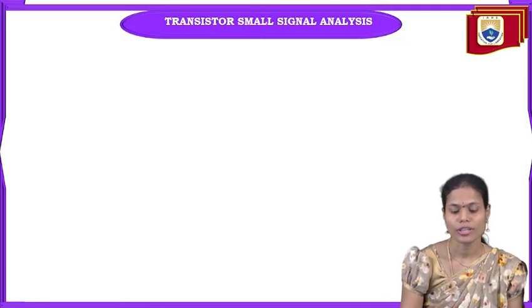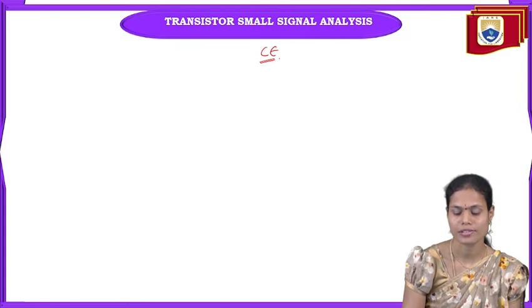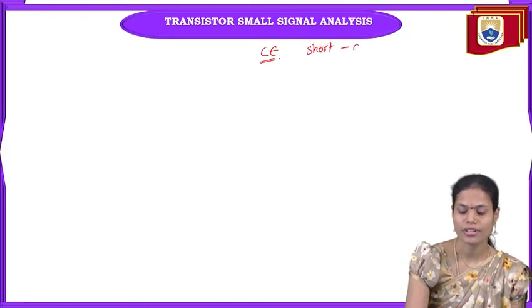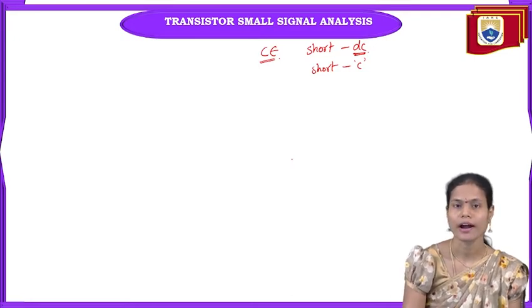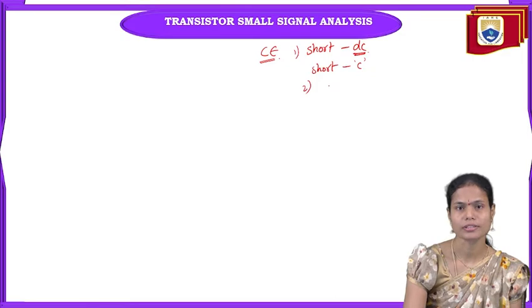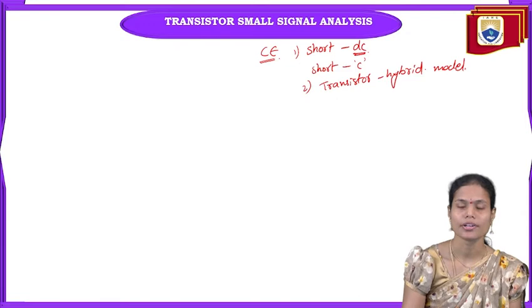So how can we get the transistor small signal analysis? For that, we have to consider the transistor amplifier circuit in any configuration. In this case, I am considering the common emitter configuration. For this amplifier, to make it a small signal analysis, we have to short all DC sources present in the circuit, as well as all the capacitors, including coupling capacitors, input capacitors and bypass capacitors. And we need to represent the transistor in its hybrid model.